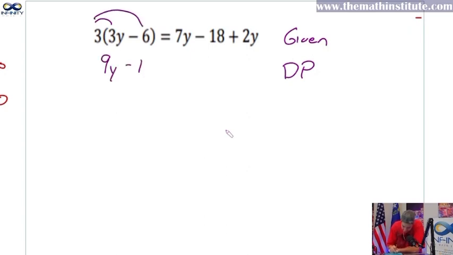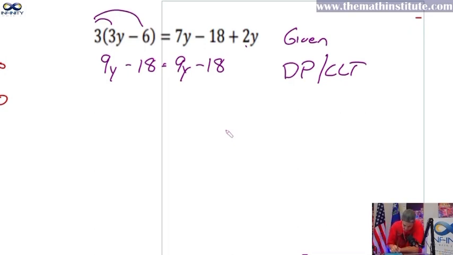9y minus 18. And you know what? I'm just going to combine some like terms if you guys don't mind. Is that okay? 7y plus 2y is 9y minus 18. And I already see what's about to happen here. Do you see what's about to happen here? I have the same thing on the left as I do on the right. Let's play this out in case you didn't notice it.